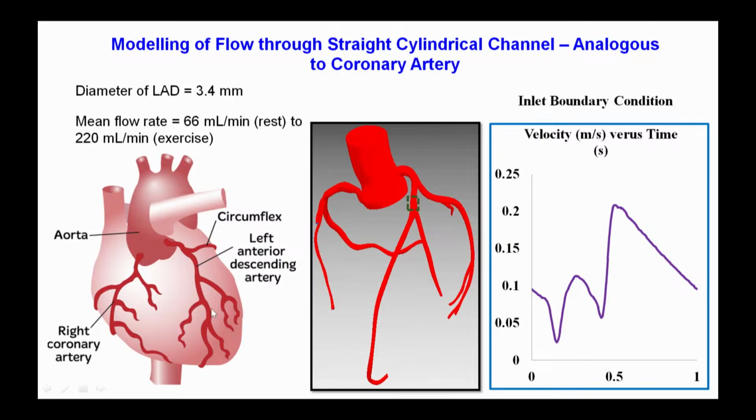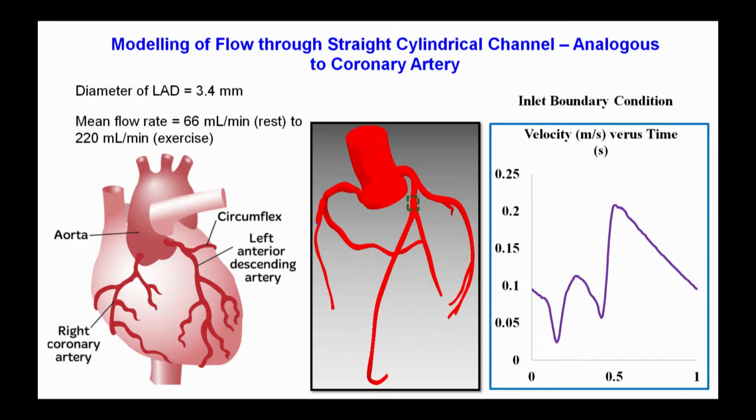On the left-hand side you can see the aorta and the coronary arteries. You can also see the left anterior descending artery, which is the main interest of today's simulation. The diameter of the left anterior descending artery is around 3.4 millimeters, and the mean flow rate in these arteries ranges from 66 milliliters per minute to 220 milliliters per minute. The 66 milliliters per minute is for when the human is at rest, doing nothing, and when he is exercising the flow rate goes up to 220 milliliters per minute, and it can be further beyond that.